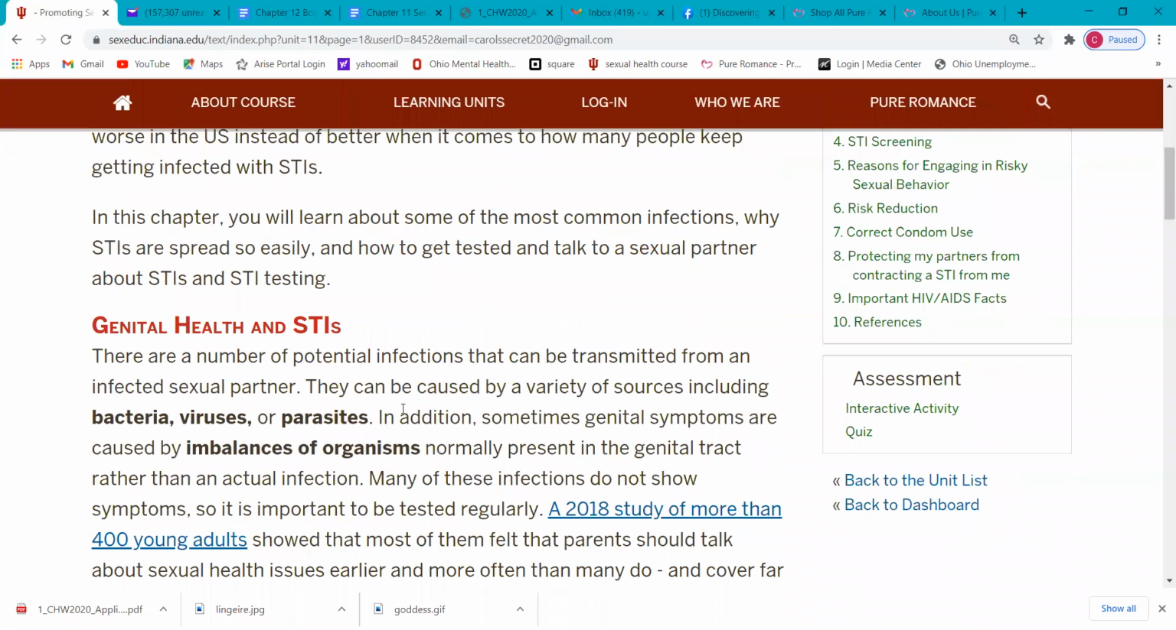So in this chapter, you're going to learn some of the most common infections, why STIs are spread so easily, and how to get tested and talk to a sexual partner about STIs and STI testing.